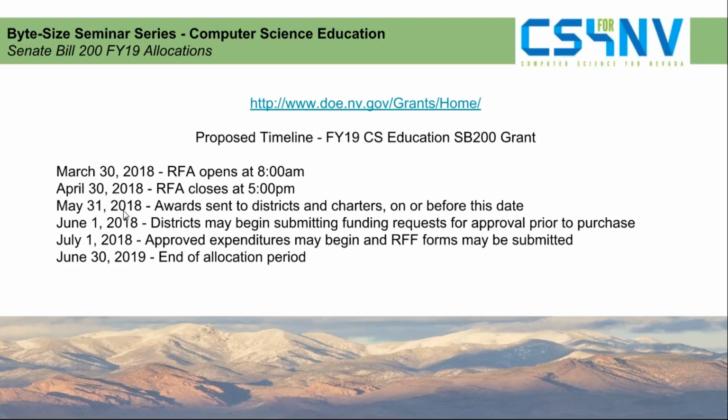Then the award letters will be sent out to the districts and charters. Starting June 1st, the districts can begin submitting requests for approval. So they'll send in their budget requests. It will be looked at and then approved prior to purchase. Beginning July 1st, they can start spending the money to get those items into the schools' hands. And then next June 30th is the end of that allocation period.